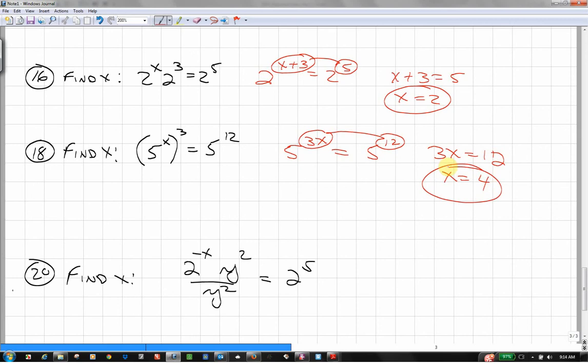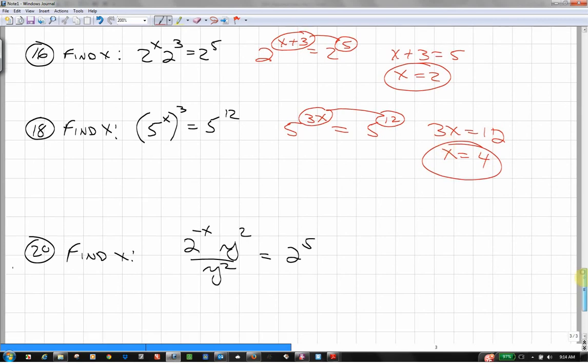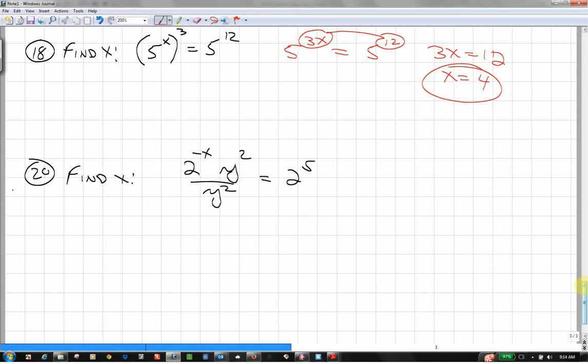And the last one, I believe, is find the value of x. So multiplying, well, actually, let's take a look. And the y squared and y squared, those are going to cancel because 2 minus 2 is 0. So I'm simply going to have the equation 2 to the negative x is equal to 2 to the 5th. So the exponents, since the bases are the same, must be equal. So I have a negative x is equal to 5, x is equal to a negative 5.